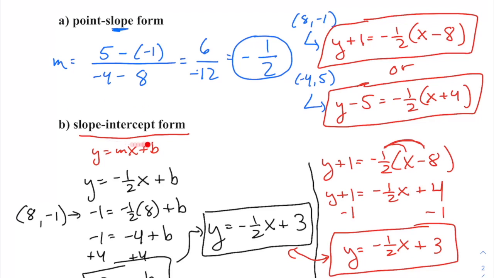There's only one version of the slope-intercept form, and there's an infinite amount of point-slope forms because you can use any point on it.